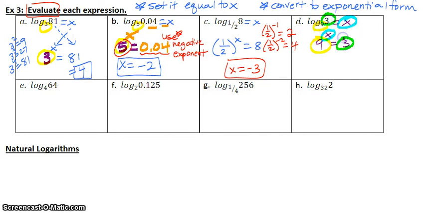Okay, I converted it to exponential format, and now I've got to figure out what power of 9 gives me 3. So I know that I'm getting smaller, so in my mind maybe I'm thinking right away, okay, maybe I need a negative. Well, those are going to be too small.